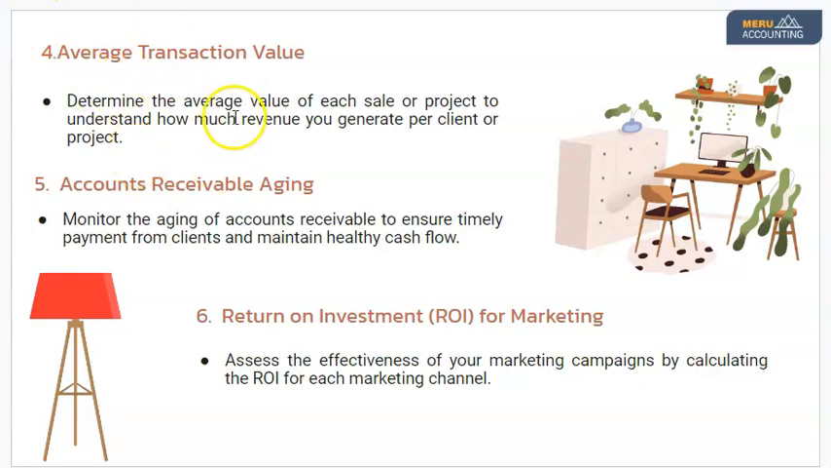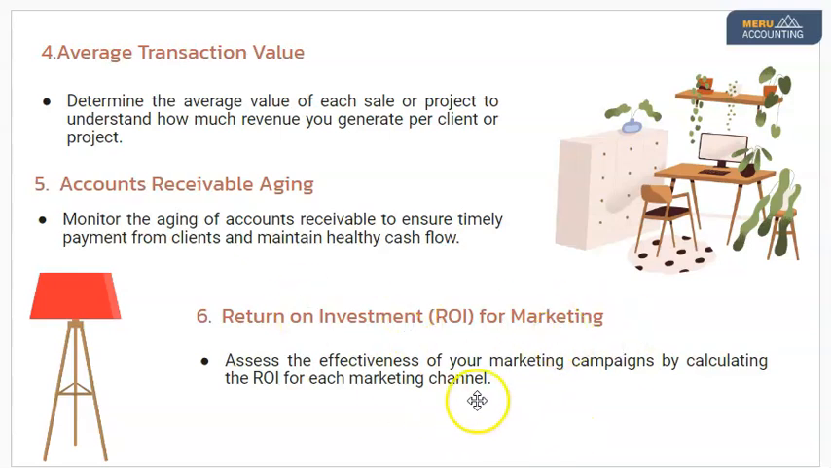Fourth is the average transaction value indicator. This indicator determines the average value of each sale or each project you have done, to understand how much revenue you've been generating per client or per project. Accounts receivable aging. In this, the indicator will monitor the aging of your accounts receivable to ensure that you have been receiving timely payments from the clients, and you've been maintaining a healthy cash flow.